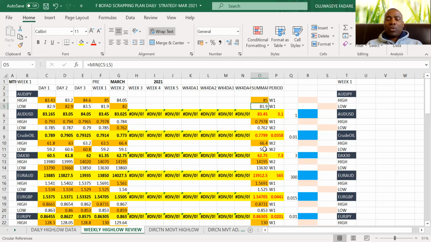From tomorrow upwards, one of these positions will change. So it's either the market goes to 85 and goes up to 87, or the market comes down from 81.9 and comes down to 80, to 79. So it depends on the movement of the market. But one thing I can assure you is that at the end of the month, this is going to change.